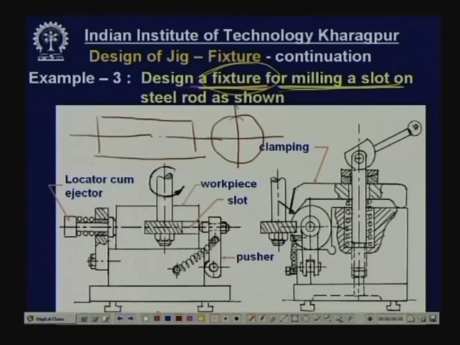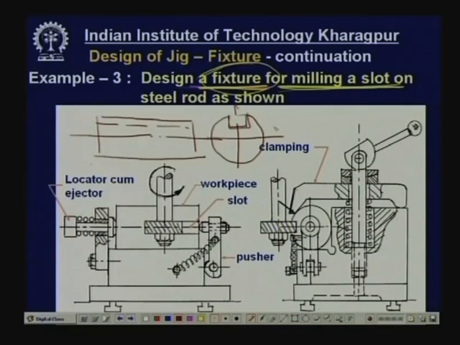One slot has to be made here, okay, one rod has to be made here like this. That means one slot will be made here. Throughout the length, a slot of rectangular section has to be made.